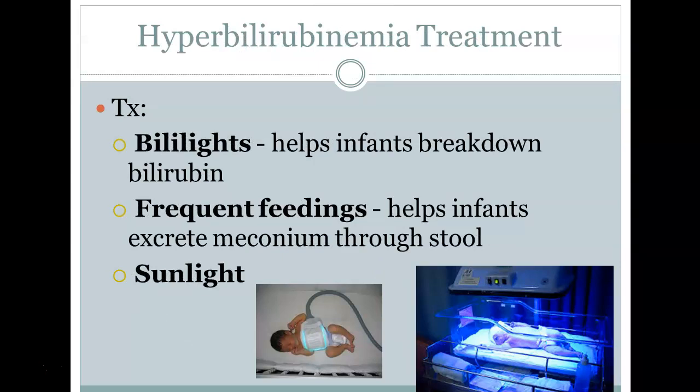This can cause neurological disorders like deafness, delayed motor skills, hypotonia, and intellectual difficulties. And the treatment for hyperbilirubinemia can be bili lights, which can help the infant break down the bilirubin, and frequent feedings to help them excrete the meconium through the stool, and excrete the bilirubin that's in the meconium or their stool. And then natural sunlight can do something just as effectively as these bili lights if they're able to be exposed to high levels of natural sunlight on a daily basis.